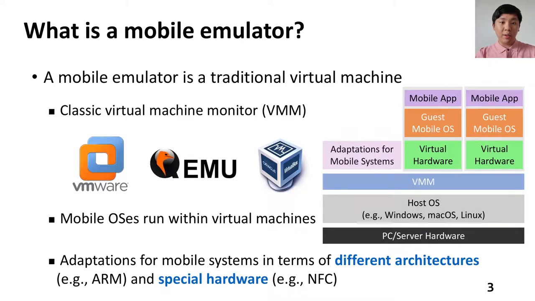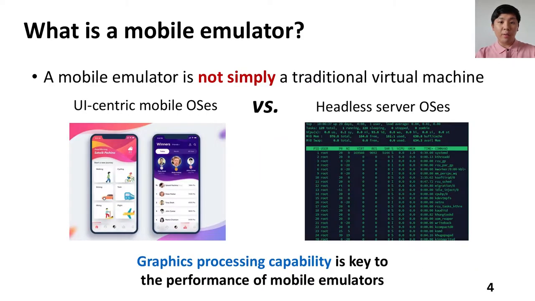So what exactly is a mobile emulator? Basically, when you run a mobile emulator, you're looking at an old-fashioned virtual machine. Guest mobile OSs run within these virtual machines just like any other PC server OSs, with, of course, some adaptations for the mobile systems, including those for different architectures and special hardware. But on the other hand, it is something more than a traditional VM.